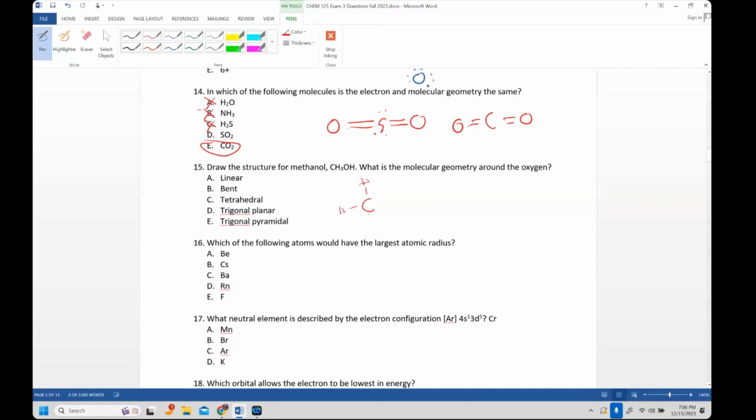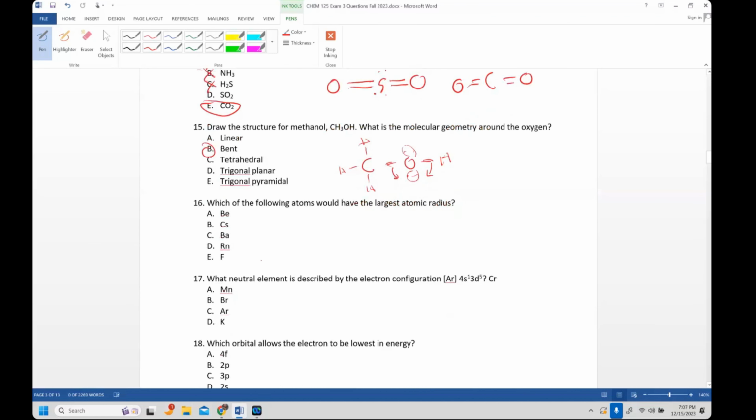All right, so draw the structure of methanol. So we have carbon in the middle, we have these hydrogens, then we have an oxygen with 2 lone pairs, then we have another hydrogen. What is the molecular geometry around oxygen? So it's going to be just like water. We have 2 lone pairs, and then we have 2 bonds. So these bonds are going to be pushed down or repelled by the lone pairs, making it bent. So B.